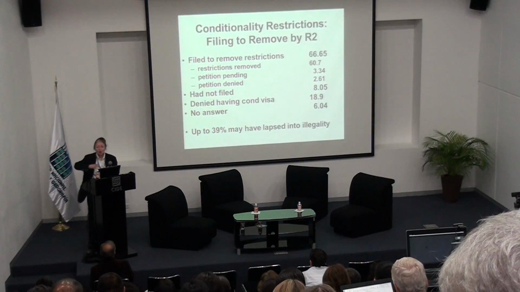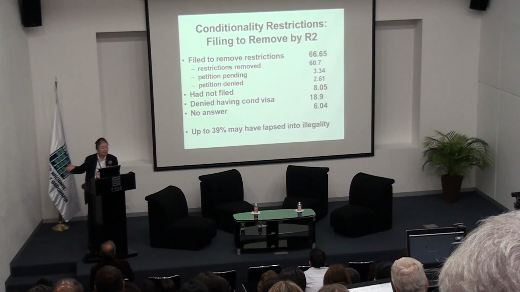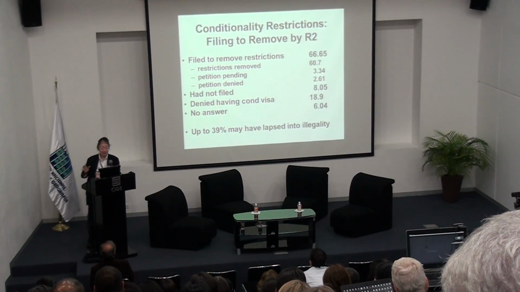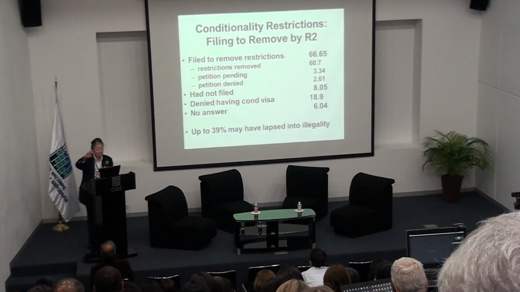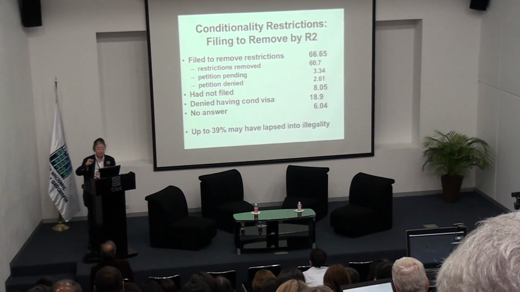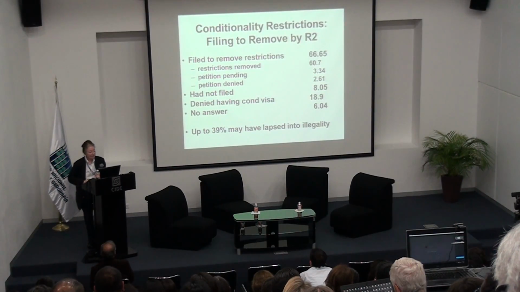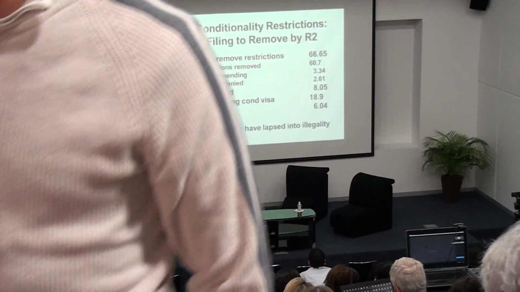About two thirds of the sample filed to remove the restrictions. Now, this is long after that two-year period. So a third did not file to remove their conditionality restrictions. And then you see that conditionality restrictions were removed for 61%. The petition is pending for 3%, denied for 2.6%, and 8% have not filed.